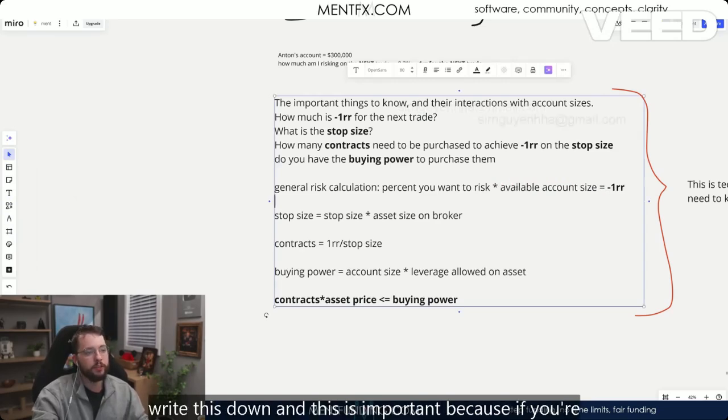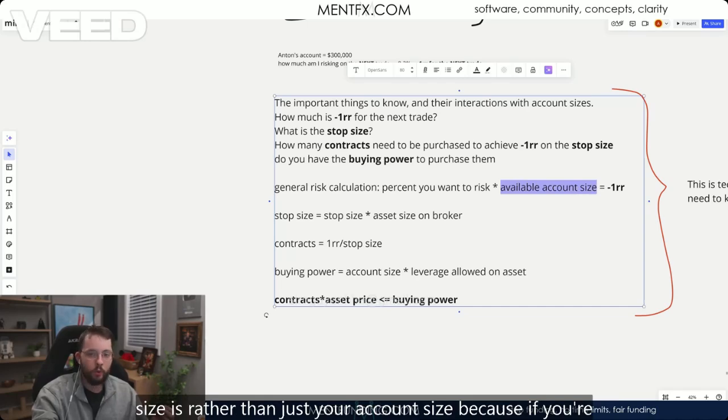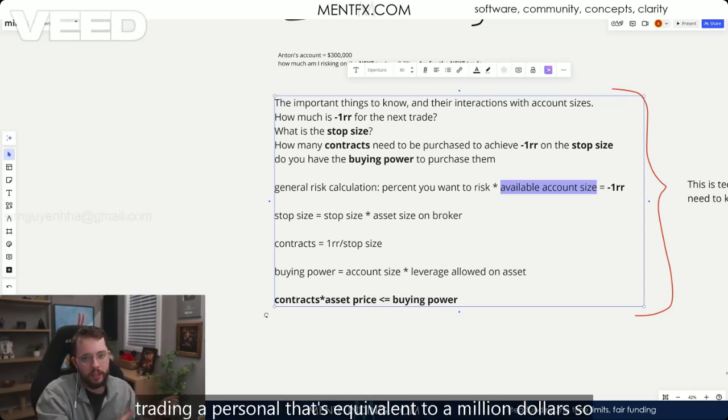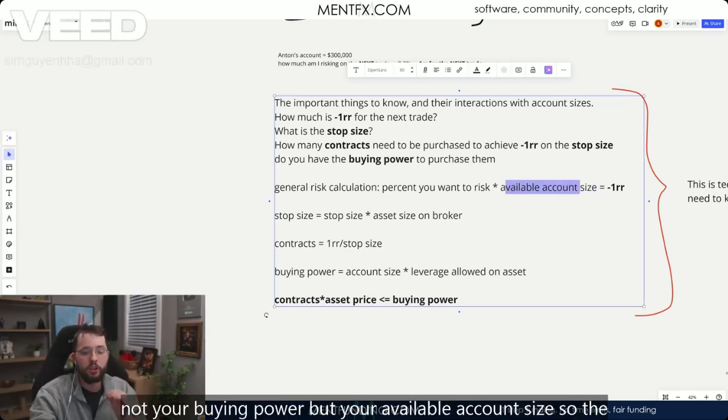This is important because if you're trading with a prop firm or with money that's not yours, you need to understand what your available account size is rather than just your account size. Because if you're funded with $1 million, it doesn't mean that you're trading a personal account equivalent to $1 million. So your available account size is very important. It's not your buying power, but your available account size.